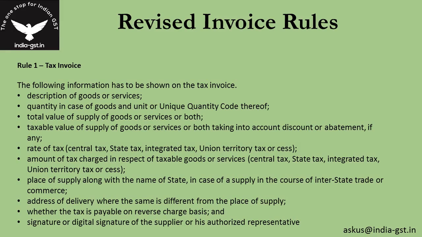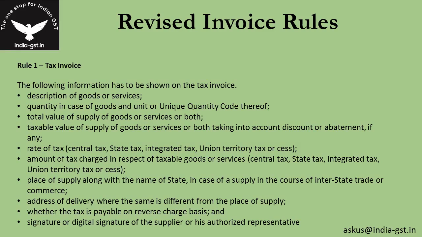Quantity in case of goods and unit or unique quantity code thereof. Total value of supply of goods or services or both. Taxable value of supply of goods or services or both, taking into account discount or abatement, if any. Rate of tax: central tax, state tax, integrated tax, union territory tax or cess.